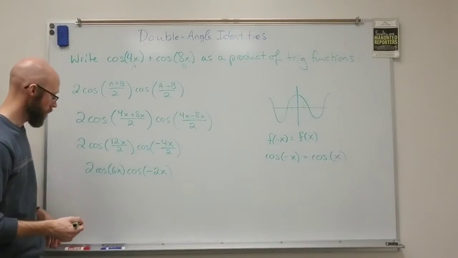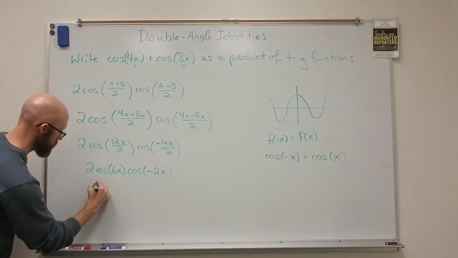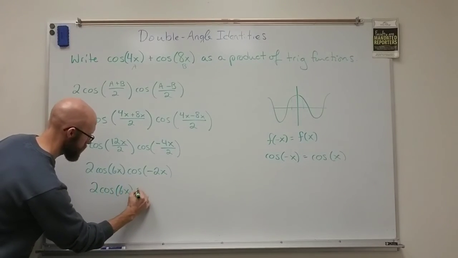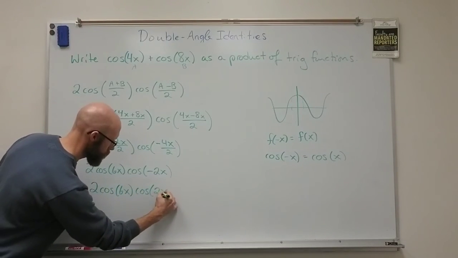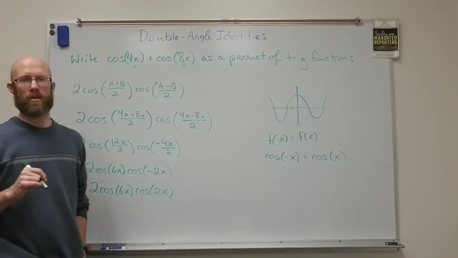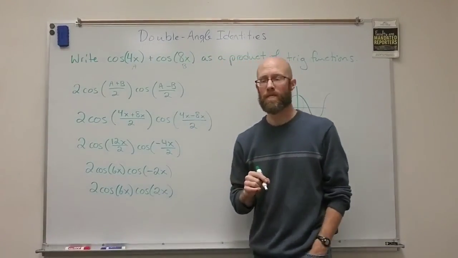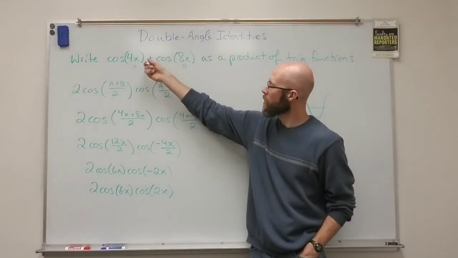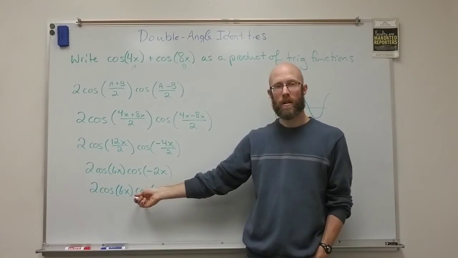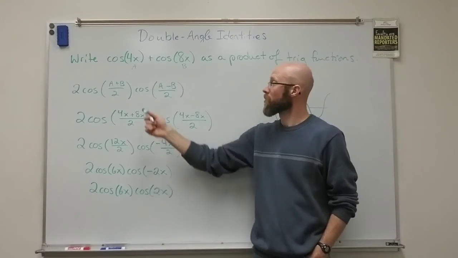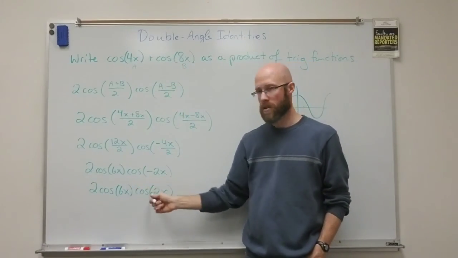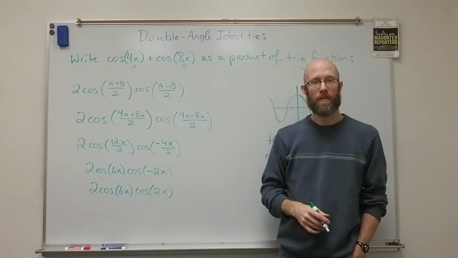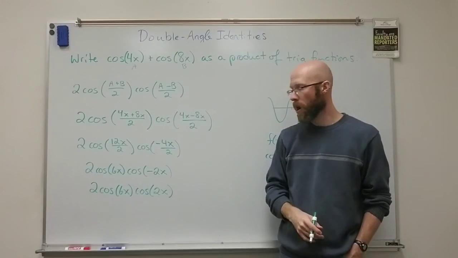And so what we could write this as is 2 times the cosine of 6x times the cosine of 2x. Those are actually equivalent, okay? And so now we've established a sum as a product. Obviously, they're two different angles, right? Instead of 4x and 8x, we have 6x and 2x. But we've rewritten it using a product instead of a sum.